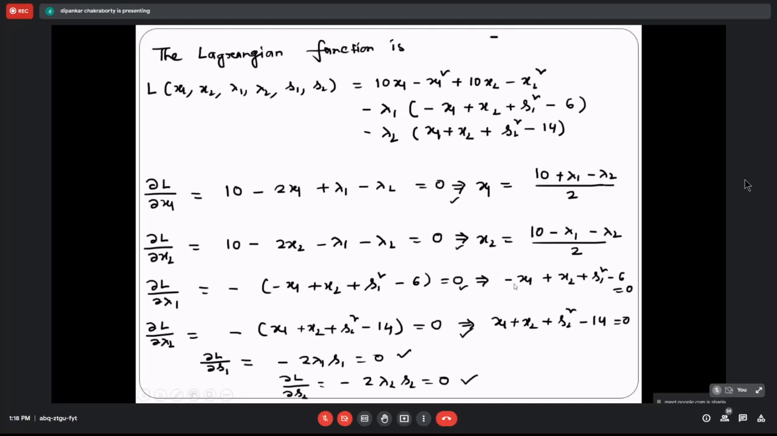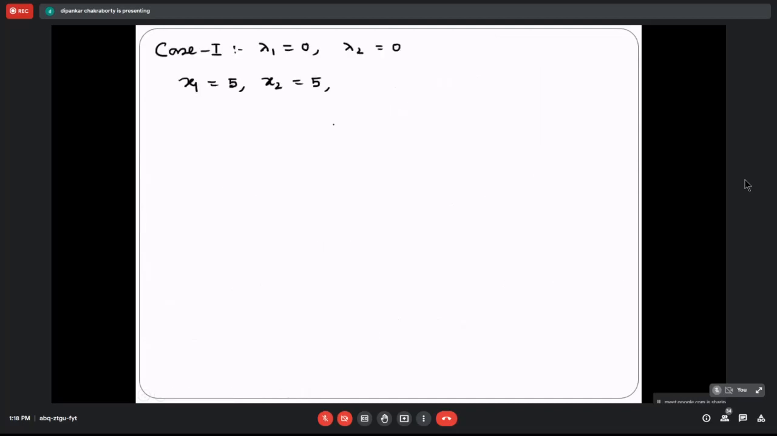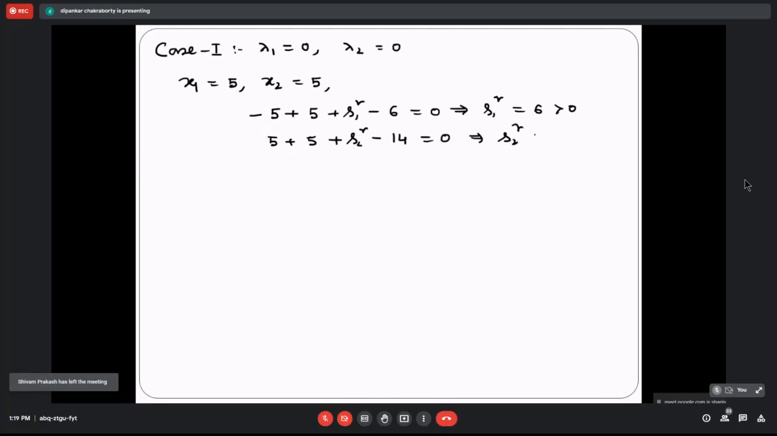So the relation is: minus x1 plus x2 plus s1 square equal to minus 6. From this, what are we going to get? Minus 5 plus 5 plus s1 square minus 6 is equal to 0, which says that s1 square is equal to 6, which is greater than 0. Next relation: x1 plus x2, that is 5 plus 5 plus s2 square minus 14 is equal to 0. That means s2 square is equal to 4, which is greater than 0. So it is satisfying all the required conditions.